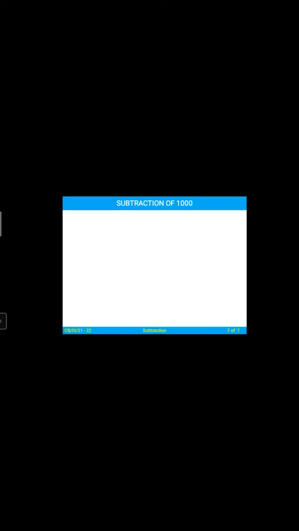Whenever you subtract 1000 from any number, you have to decrease the 1000 place digit by 1. And you get the answer. So first example, 2395 minus 1000. 1000 प्लेस पे यहाँ पे 2 है, तो उसको 1 से डिक्रीज करेंगे, तो 1395. सेकेंड एग्जाम्पल, 5284 minus 1000. Answer is 4284. Third example.